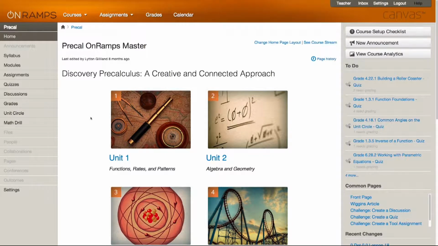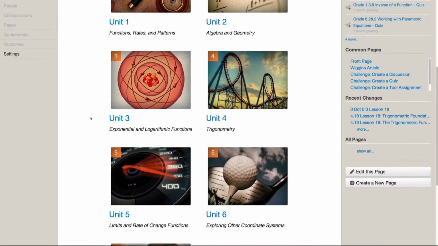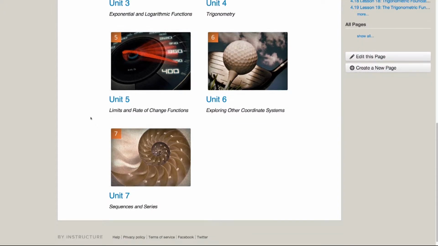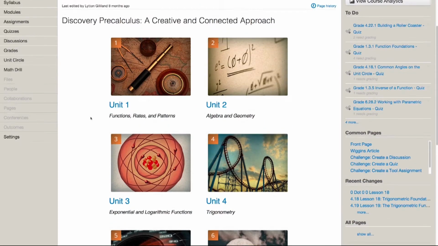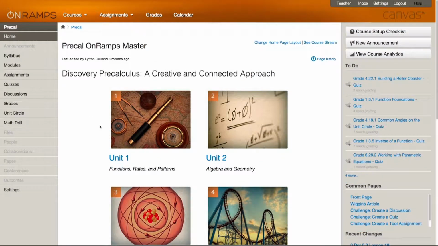OnRamps Discovery PreCalculus is organized around 7 big ideas, represented here as units, and the content is aligned with the Texas College and Career Readiness standards. This home screen provides access to each of the units.